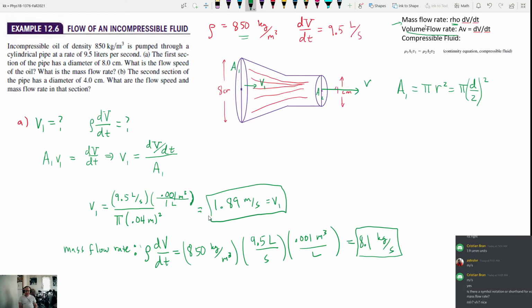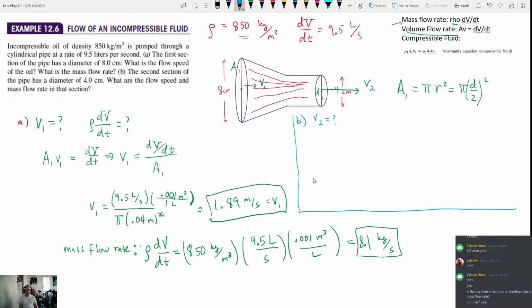Okay, part B. The second section of the pipe has a diameter of 4 centimeters. What are the flow speed and mass flow rate in that section? Okay, let's figure that out. There's enough room over here that I think we can just write in this space. We'll just say part B. So the question now is, what is the velocity as it flows out? Which I should have called V2. Maybe I pushed the undo key. Velocity 2 is what we're trying to calculate here.